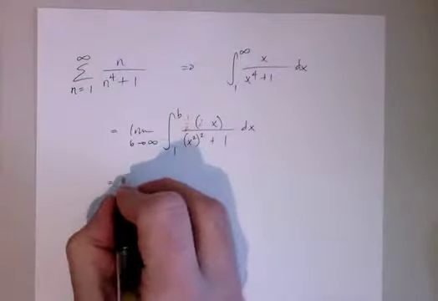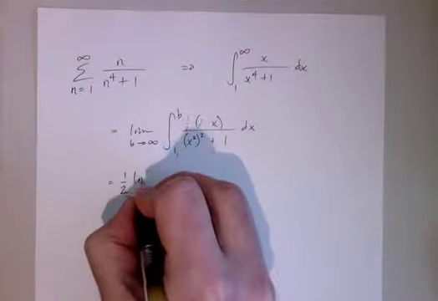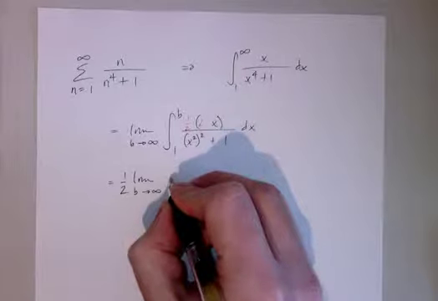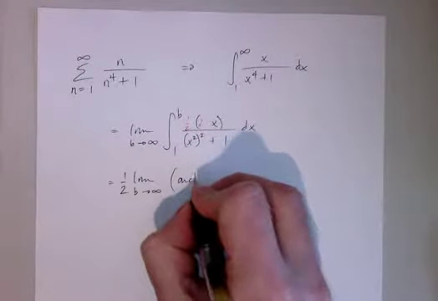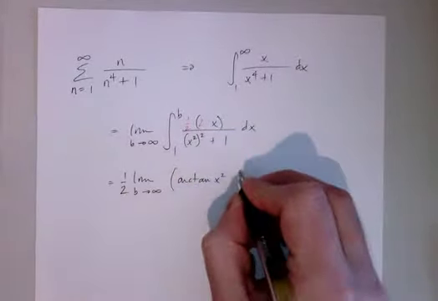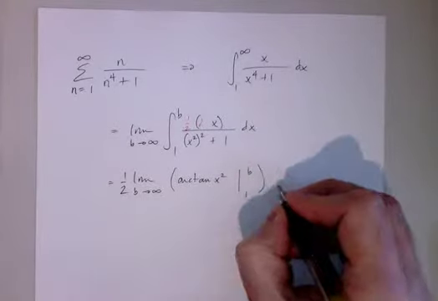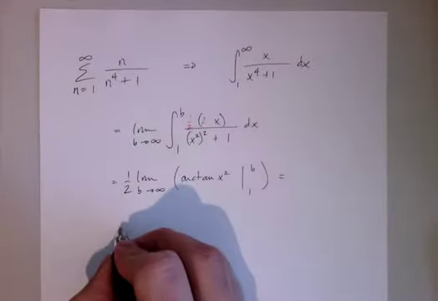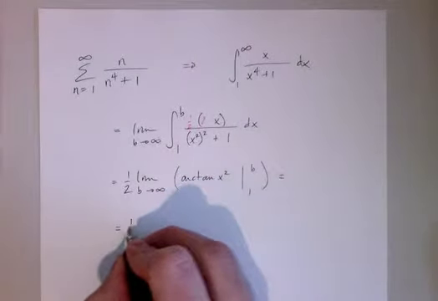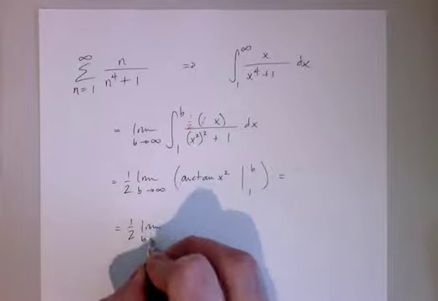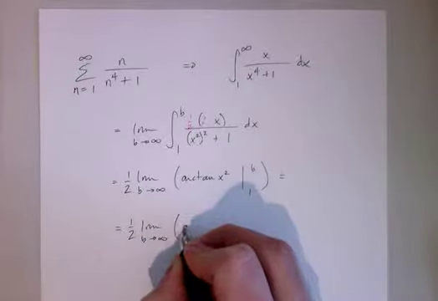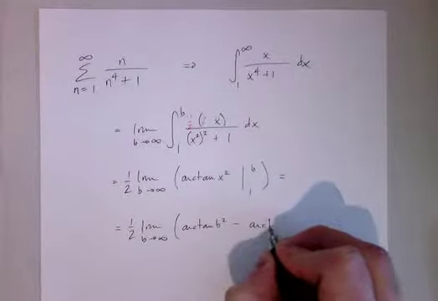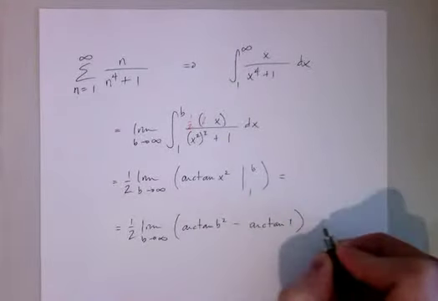Okay, so let's pull the 1/2 all the way out in front because, you know, I can. And this winds up being arctan x squared from 1 to b, and then we just simply need to evaluate it. So we have 1/2, the limit as b goes to infinity of arctan b squared minus arctan of 1 squared, or just arctan of 1.